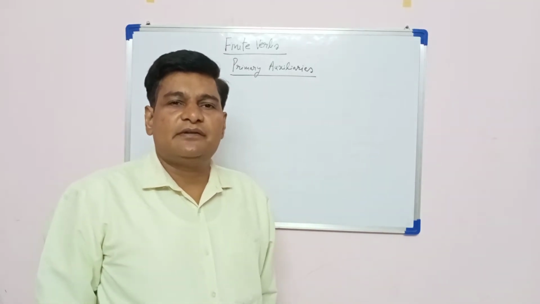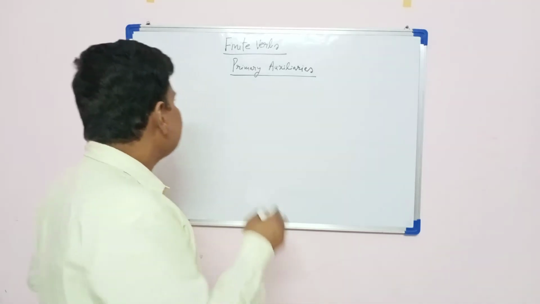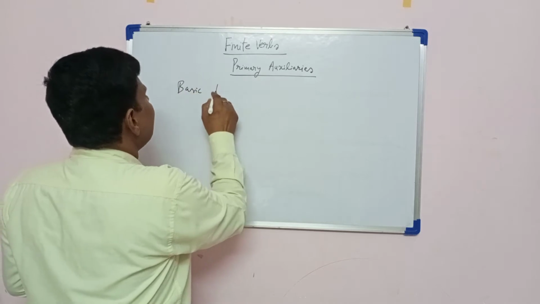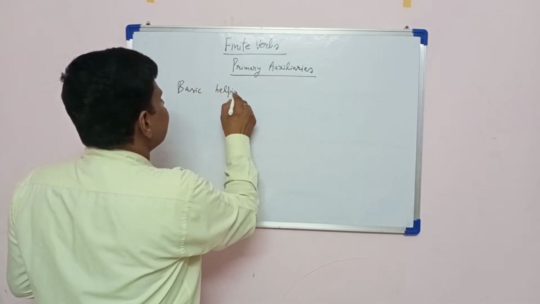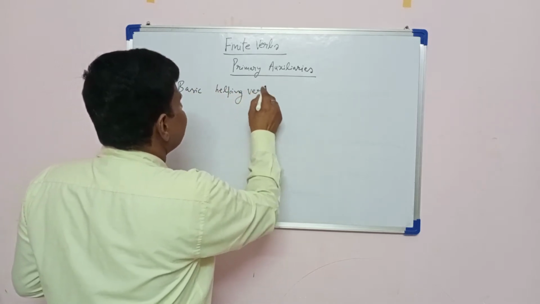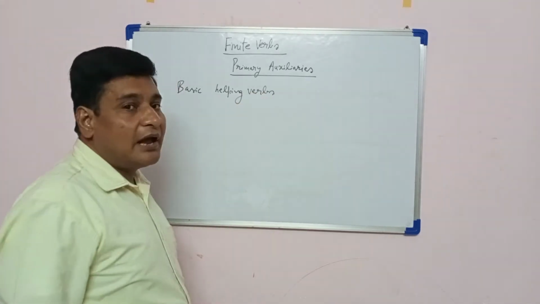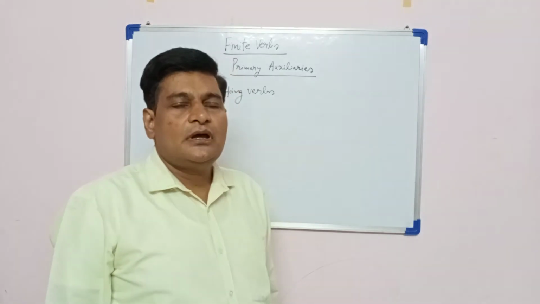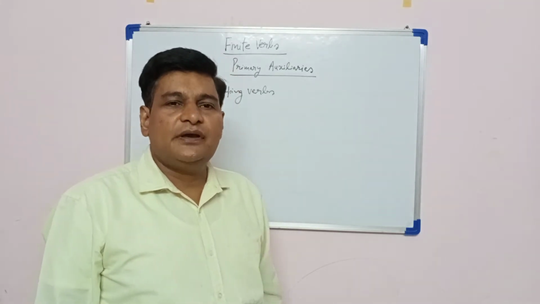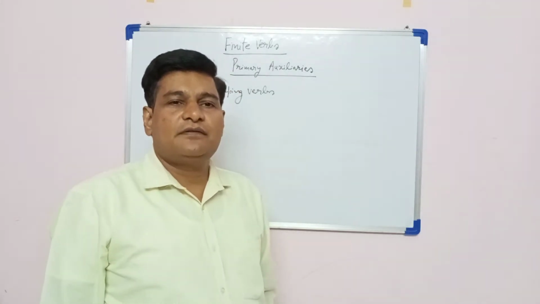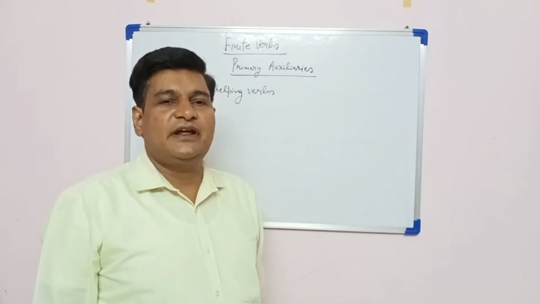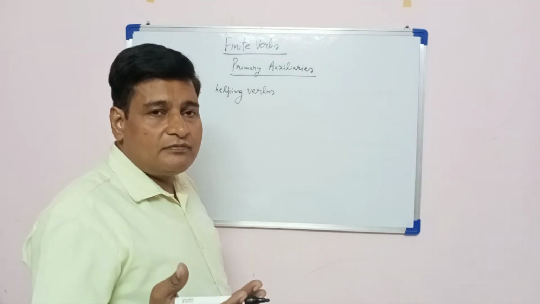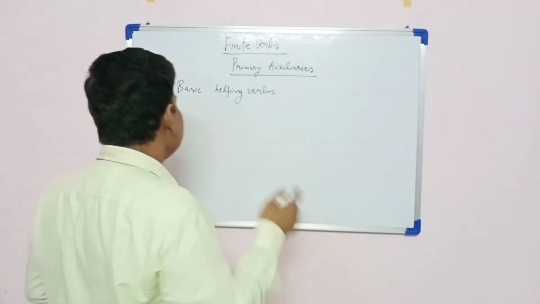What are primary auxiliaries? Primary auxiliaries means basic helping verbs. Primary auxiliaries are actually basic helping verbs. These help us in various ways for writing the sentences of different types of tenses. Basically, there are three types of primary auxiliaries.